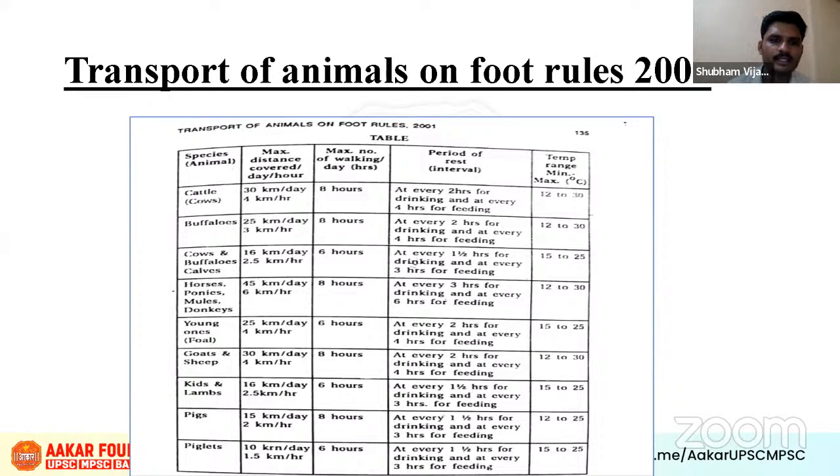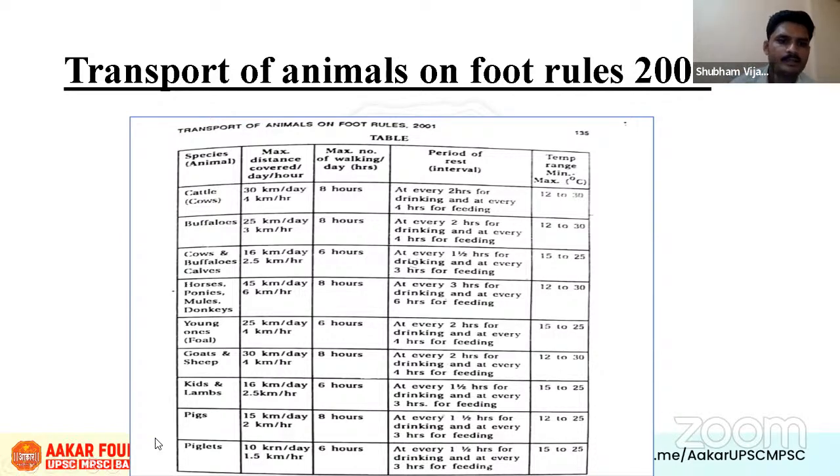We'll take an important part, that is the boat and ship here. These should be transported 30 km per day or 4 km per hour. Maximum transport should be for 8 hours, with rest after every 2 hours. Temperature range should be between 12 to 30.